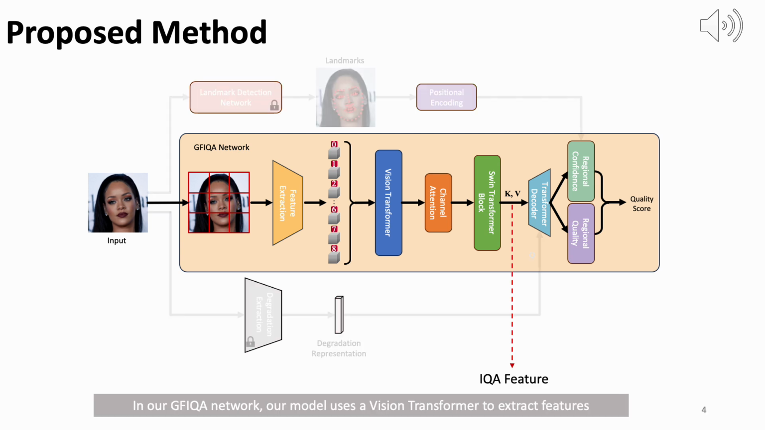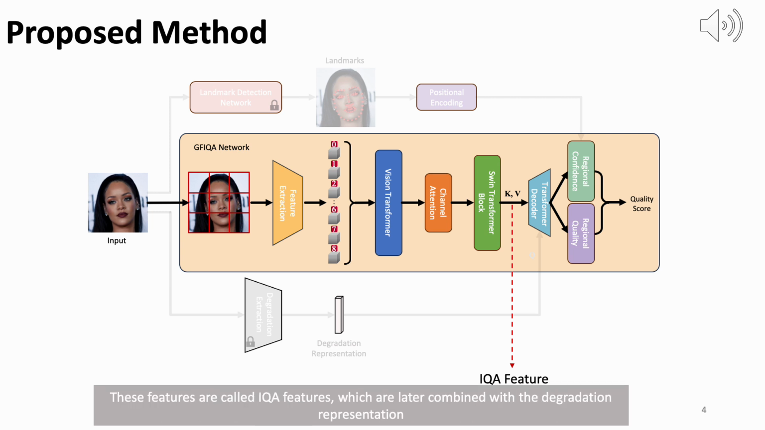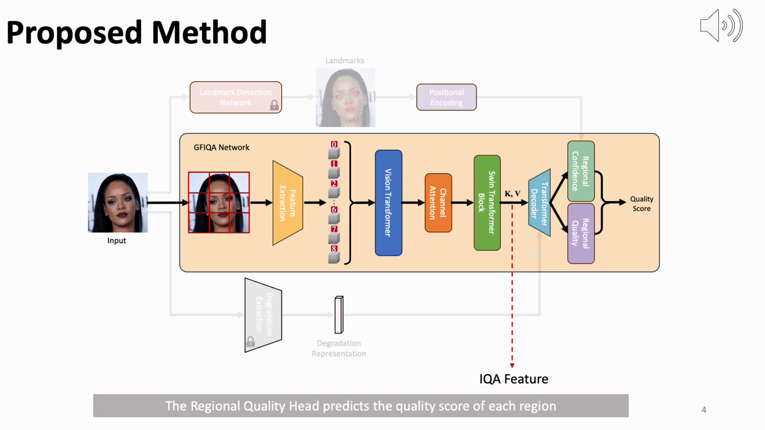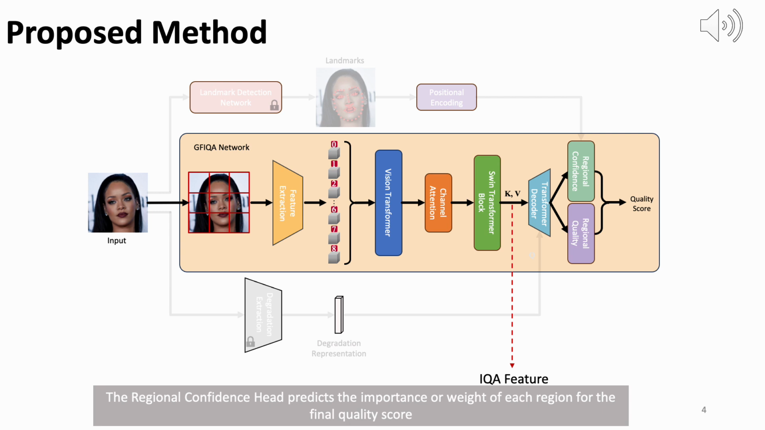In our CVPR network, our model uses a vision transformer to extract features. These features are called IQA features, which are later combined with the degradation representation. The combined features are fed into the regional confidence head and the regional quality heads. The regional quality head predicts the quality score of each region. The regional confidence head predicts the importance or weight of each region for the final quality score. The outputs of these two heads are combined through a weighted sum to obtain the final quality score.